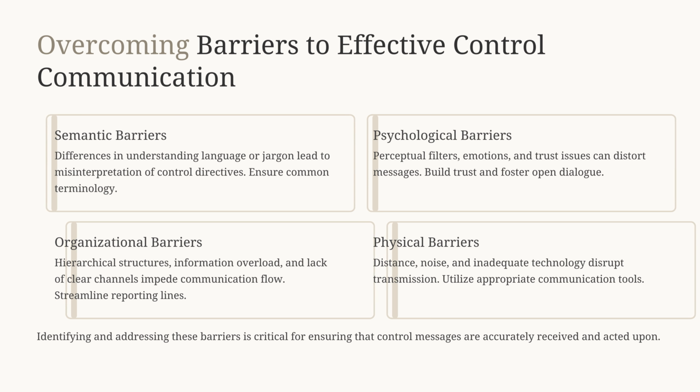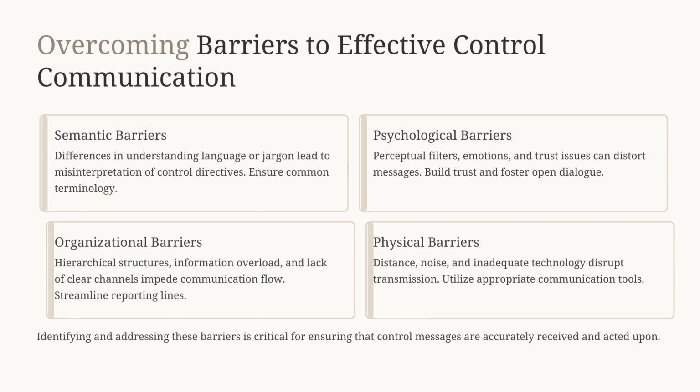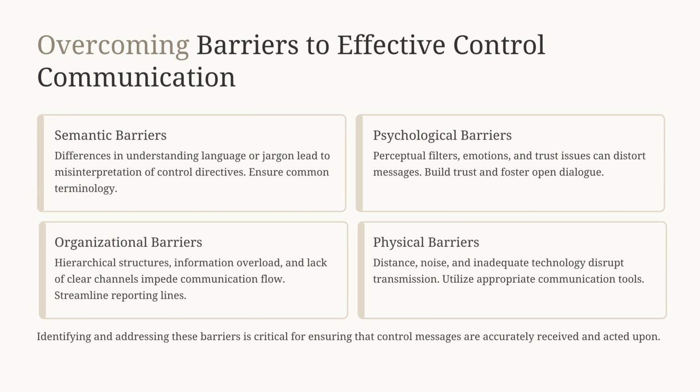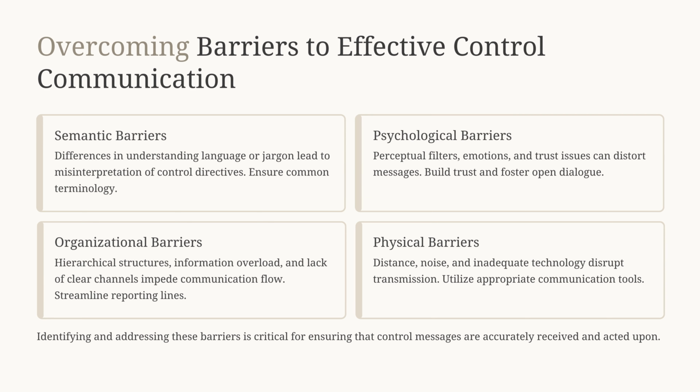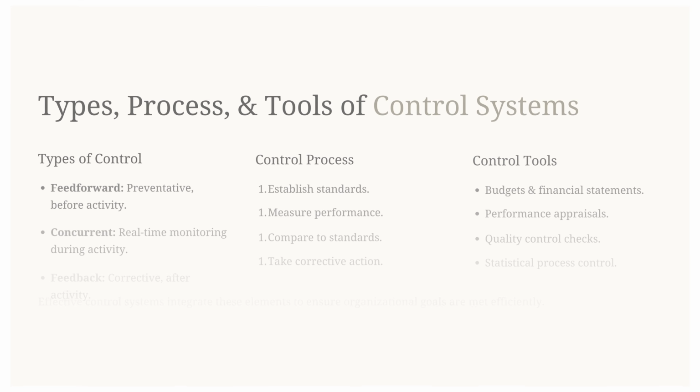Organizational barriers. Physical barriers. Hierarchical structures, information overload, and lack of clear channels impede communication flow. Streamline reporting lines. Distance, noise, and inadequate technology disrupt transmission. Utilize appropriate communication tools. Identifying and addressing these barriers is critical for ensuring that control messages are accurately received and acted upon.